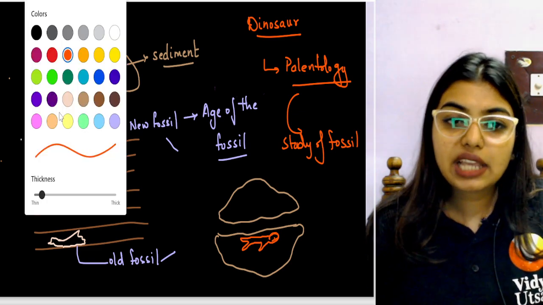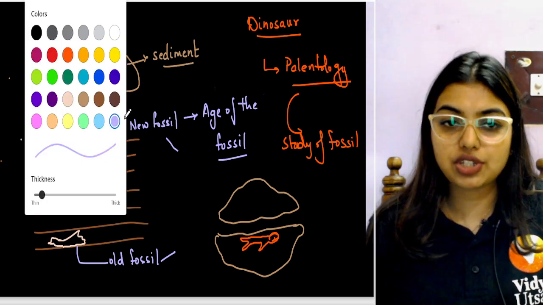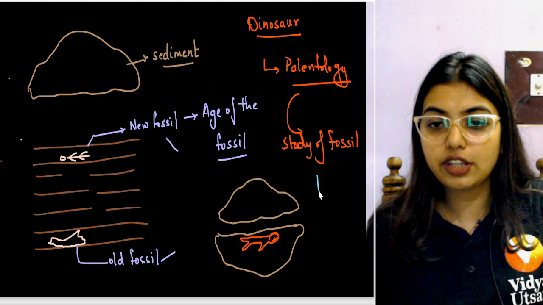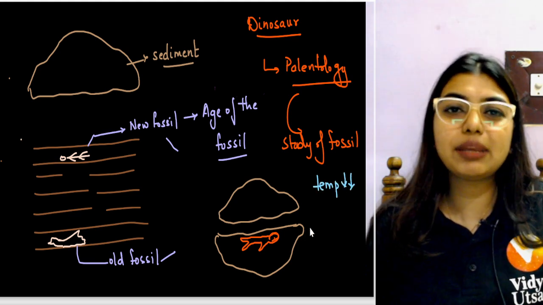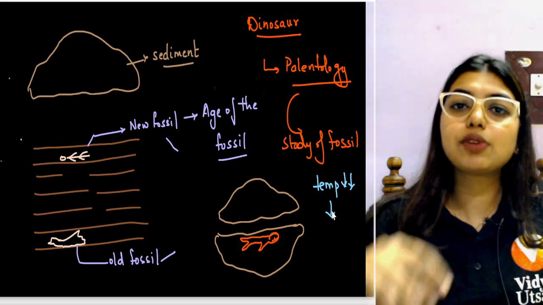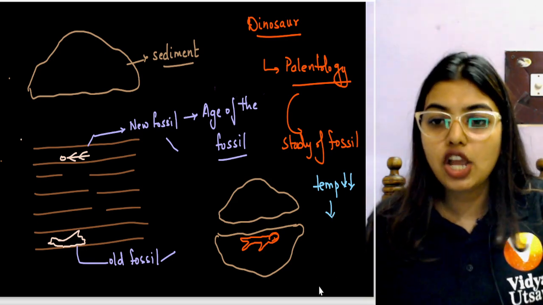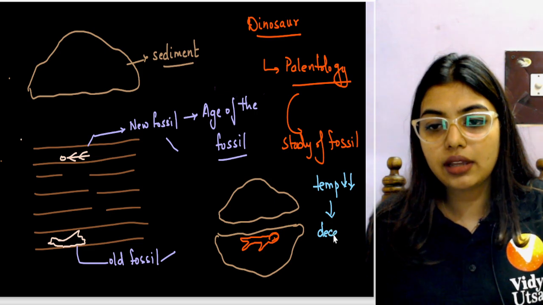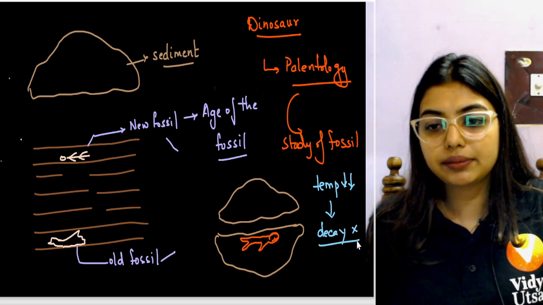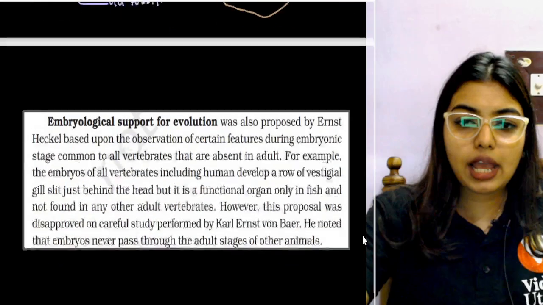Now, if the same thing happens in a very ice cold situation, where the temperature is very low, then students, decaying won't happen. Don't you think? Why do we keep a body in the mortuary? It is because the temperature is very cold, right? So the temperature is very low, so the body will not decay. Decaying will not happen.